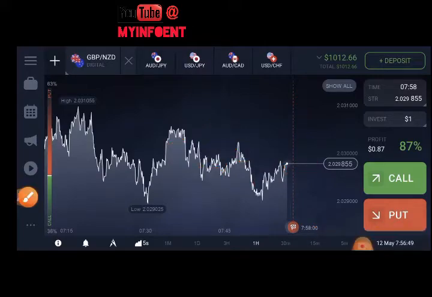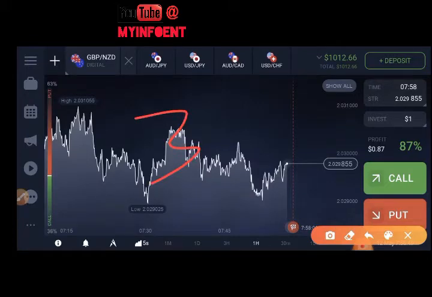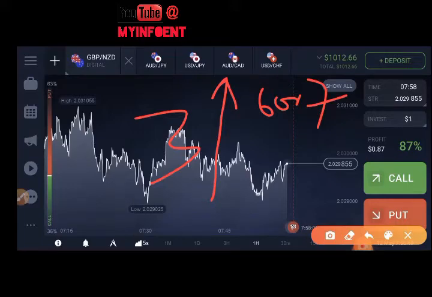Why? First trade should be 3, but if it keeps going up, then you can put the second trade, which is 6 or 7. So you leave it at that. Definitely it's going to retrace back, and once you start making profit, you withdraw your money.